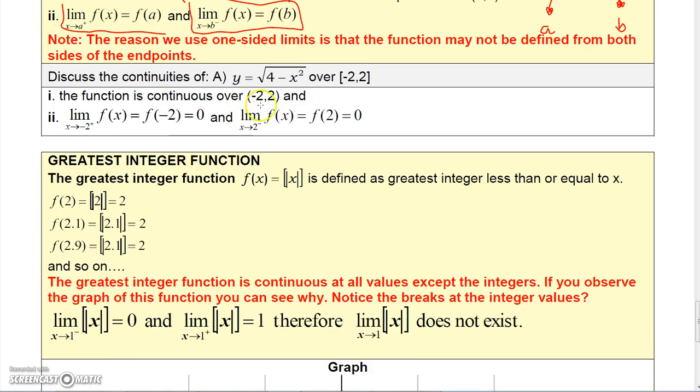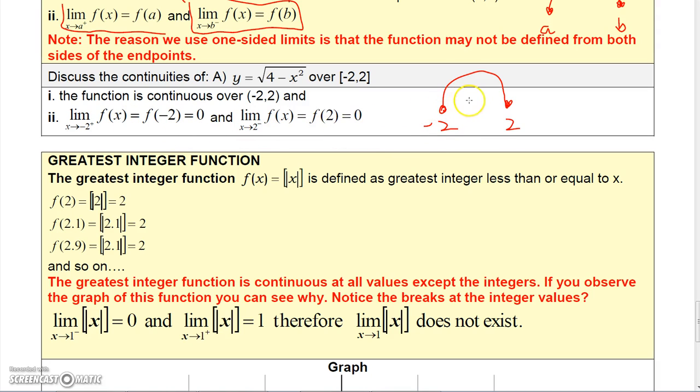Okay, so just a real quick example. If we said y equals the square root of 4 minus x squared over negative 2 to 2, is that function continuous on negative 2 to 2? Well, if you graphed it, it would look like this. It's a semicircle, and this would be negative 2, this would be 2, and both of these have y values of 0. So f of negative 2 is 0.